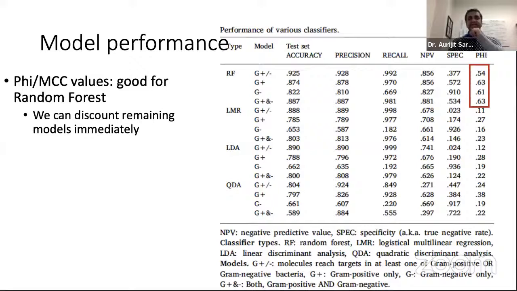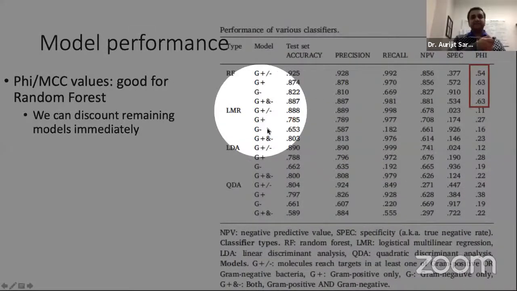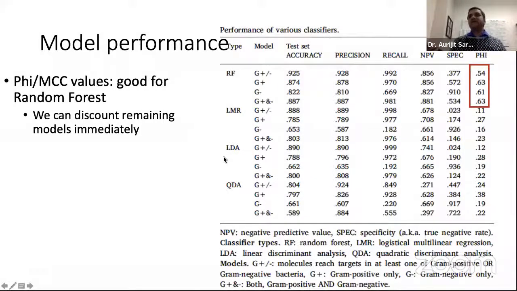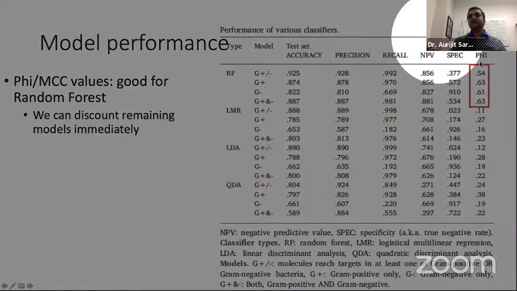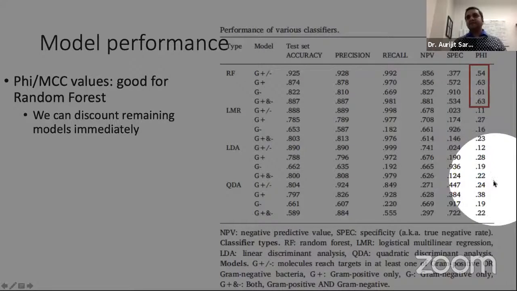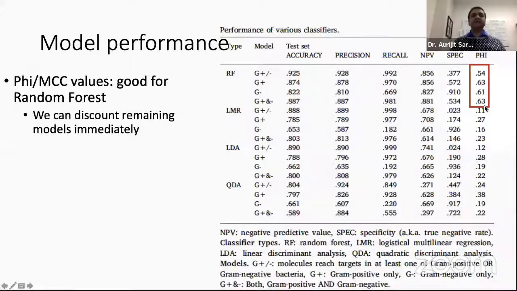So let's take a look at model performance. Again, for each different type of bacterium, we actually have a separate model built using all of these different techniques. The first thing that I looked at was the phi value, which is also known as the Matthews correlation coefficient. The closer you are to the value of 1, the better your model is. It's literally an indicator that the predictive nature that you're seeing is not happening purely at random or purely by chance.